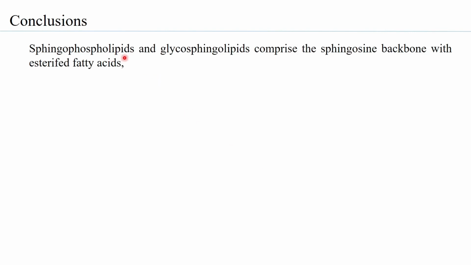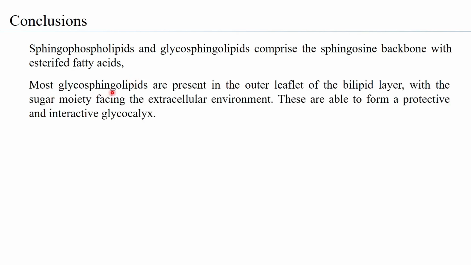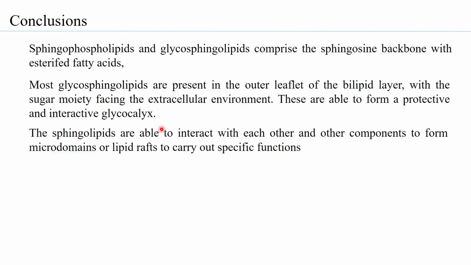So let us make the conclusions. Sphingophospholipids and glycosphingolipids comprise the sphingosine backbone with esterified fatty acids. Most glycosphingolipids are present in the outer leaflet of the bilipid layer, with the sugar moiety facing the extracellular environment. These are able to form a protective and interactive glycocalyx.